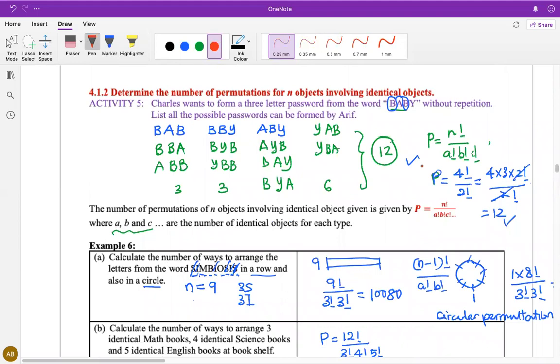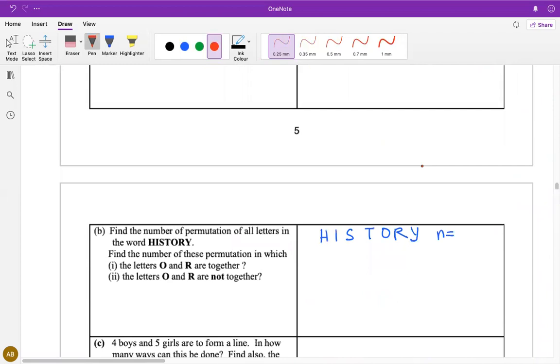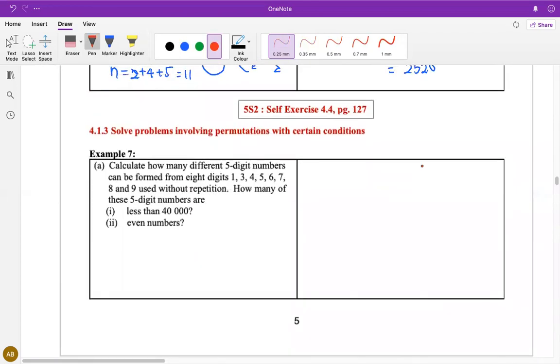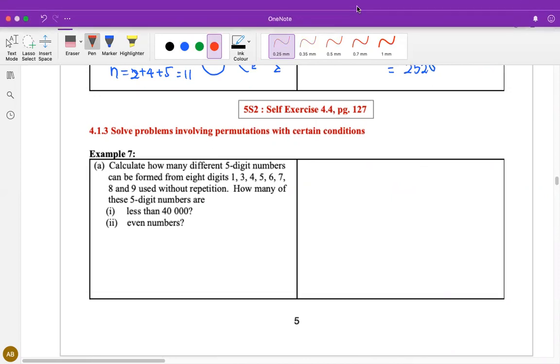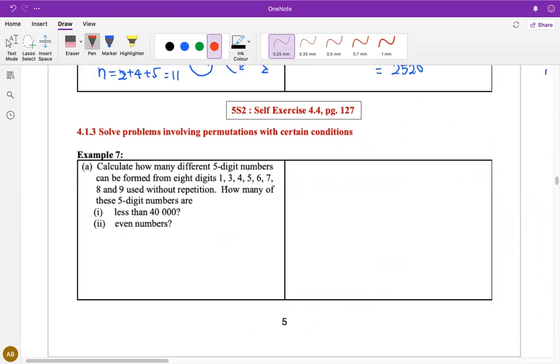All right, let's go to solving problems now. Calculate how many different 5 digit numbers can be formed from the 8 digits 1, 3, 4, 5, 6, 7, 8, 9 used without repetition. How many of these 5 digit numbers are less than 40,000?